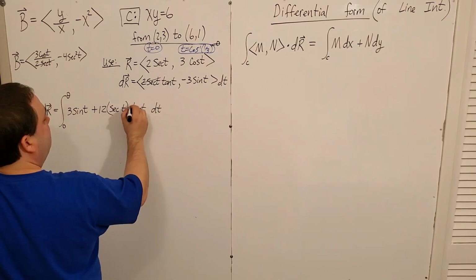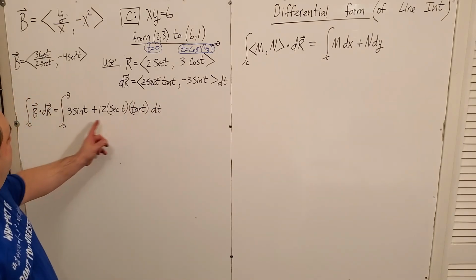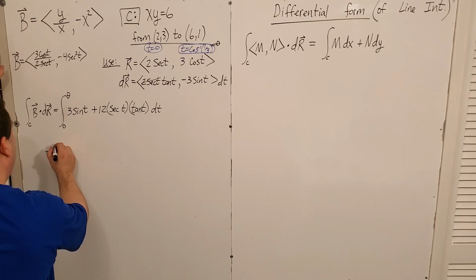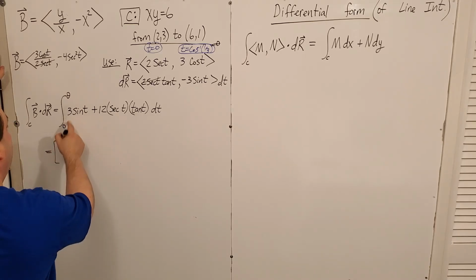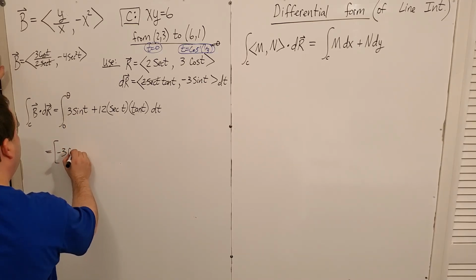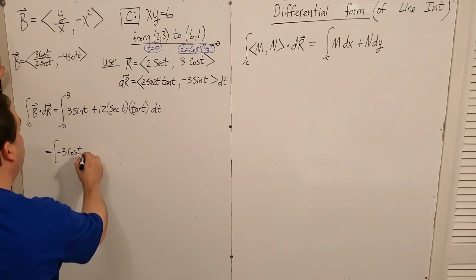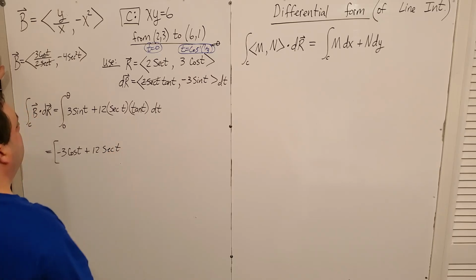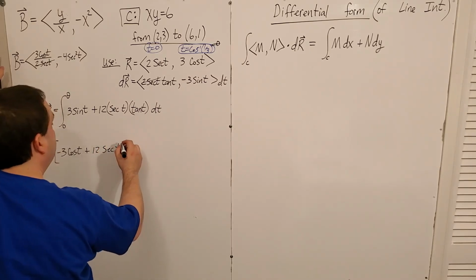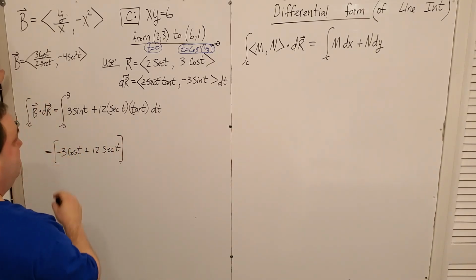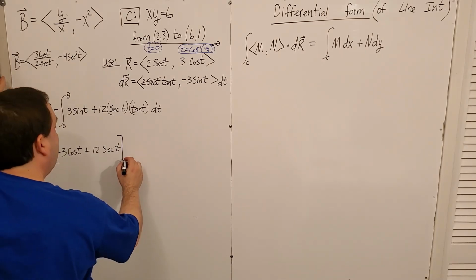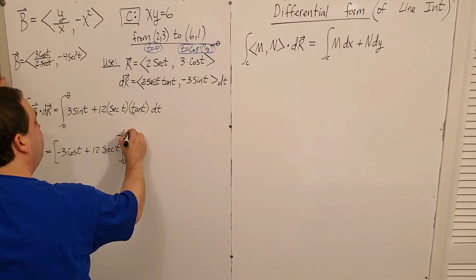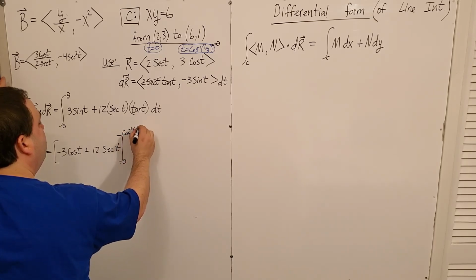So I've got secant tangent here. Both of these are pretty straightforward antiderivatives. I'm going to have negative 3 cosine t plus 12 secant t, right? The antiderivative of secant tangent is just secant. And it's going from 0, I'll go ahead and write it out this time, to the inverse cosine of 1/3.